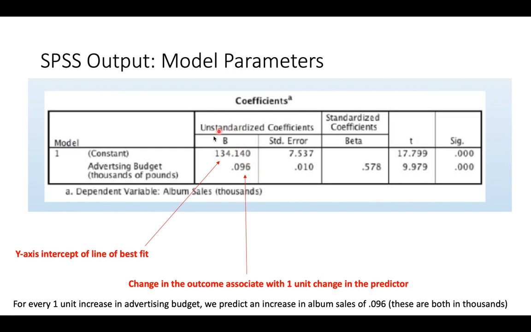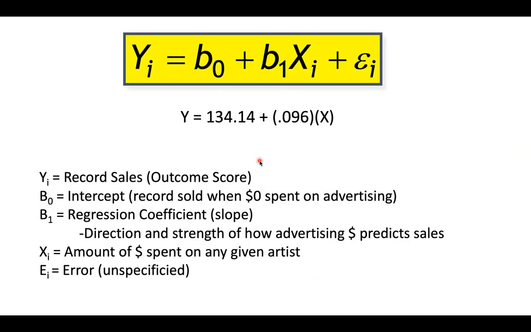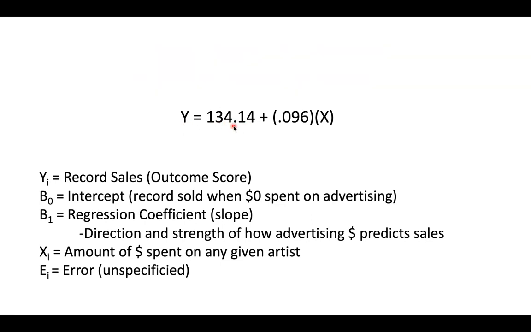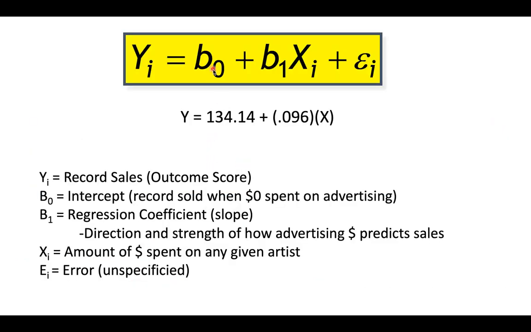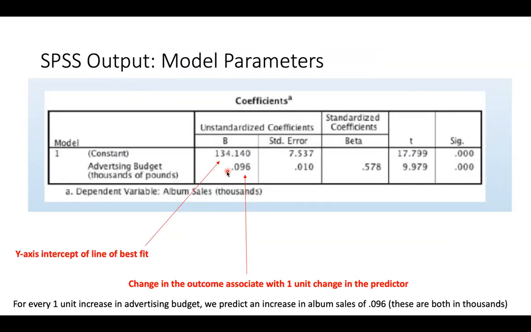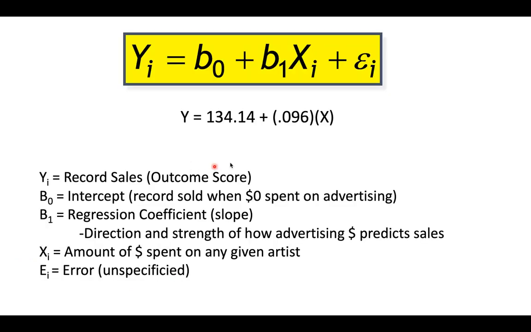So what we want to be able to do is identify these unstandardized beta coefficients, take them and plug them into our predictive regression equation like so. Y is our predicted number of album sales. 134.14 was our constant, which is our y-intercept, B0, plus the slope of our line, 0.096, which is the predictability of advertising budget, essentially, times X, which is whatever advertising budget we want to put into our next album, right?